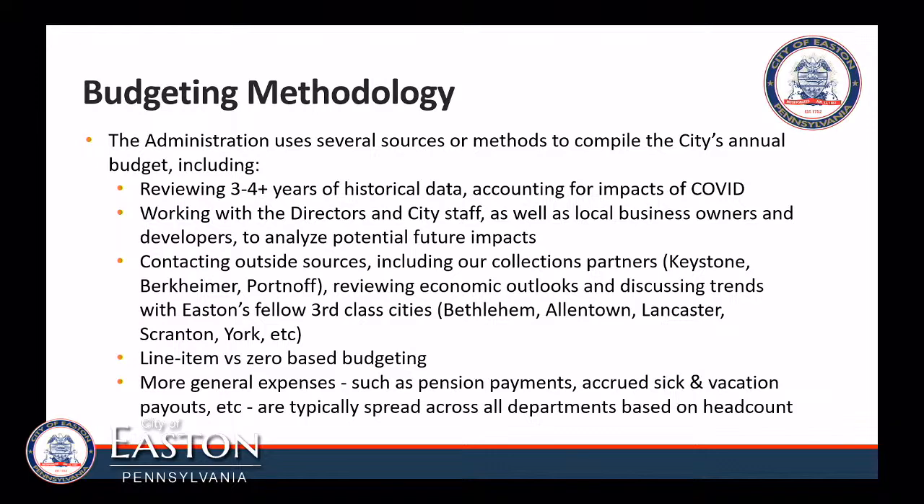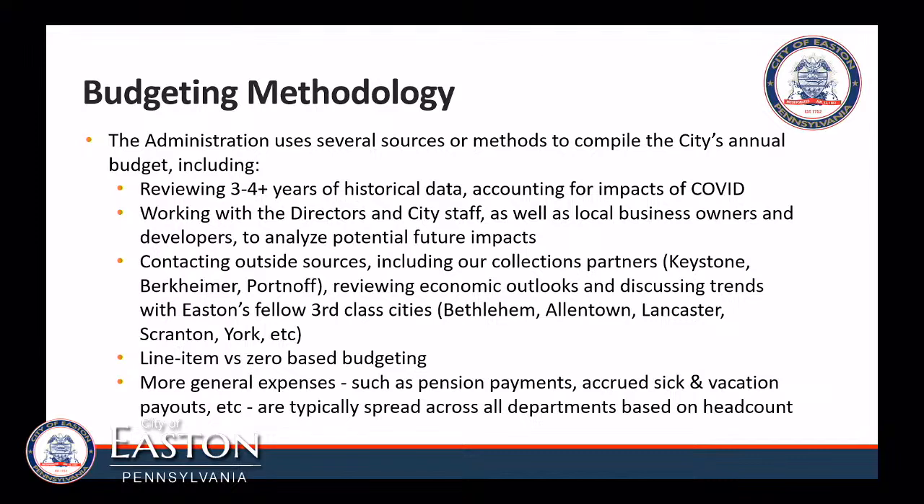Just a general comment on some of the more general expenses, such as pension payments and accrued sick time and vacation time. Those are spread because we'd like to share the cost across all departments, specifically for things like pension payments and the terminal payout.